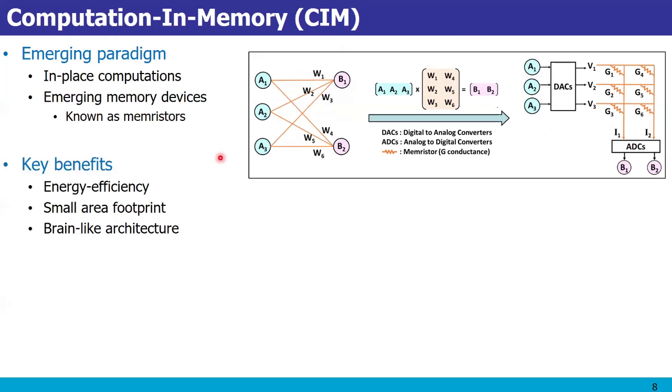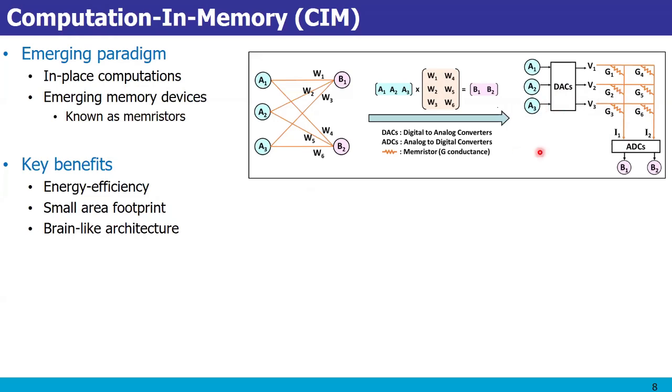So this gives you the basic key benefits. It's energy efficiency, as there is no data transfer bottleneck. Memristors are scalable and compact, so your hardware is able to meet the space constraints on edge. And this architecture itself is naturally suited for brain-like computing, because in the brain, neurons send excitations through weighted synapses to other sets of neurons, which is exactly what this model is doing.